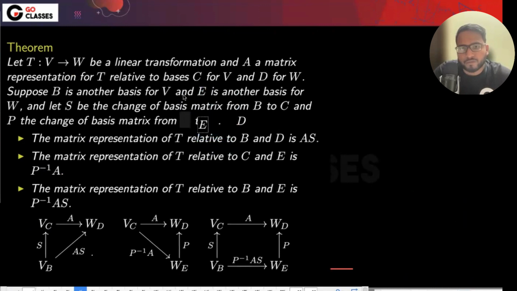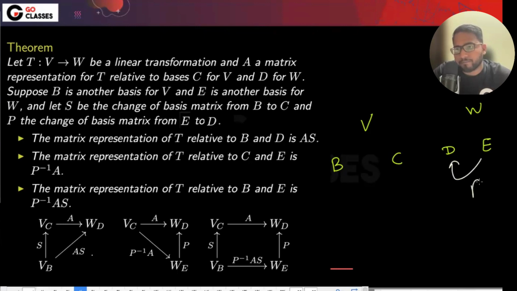Okay. Which means let's suppose this P is a matrix from E to D. Now this is basically correct. I mean, all the options are correct. You can quickly verify. Do you want to verify? Let's just see. In this V, you have two bases, which are B and C, and in this W, you have two bases, D and E. Now P is a matrix which is going from E to D. This is P.